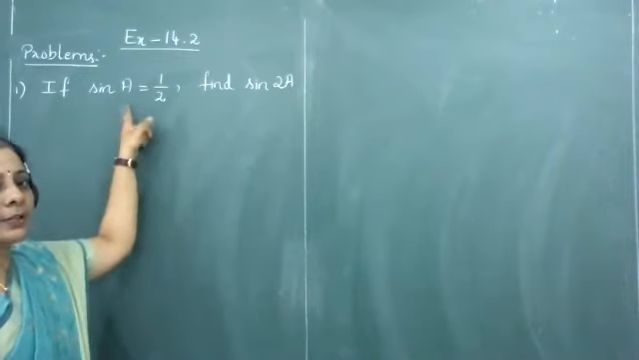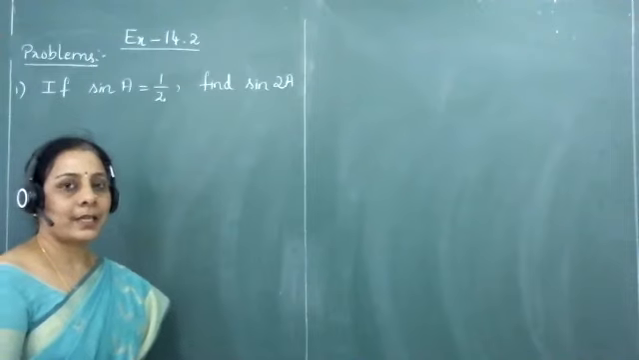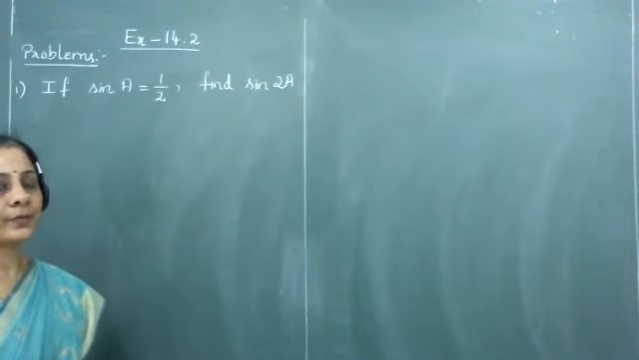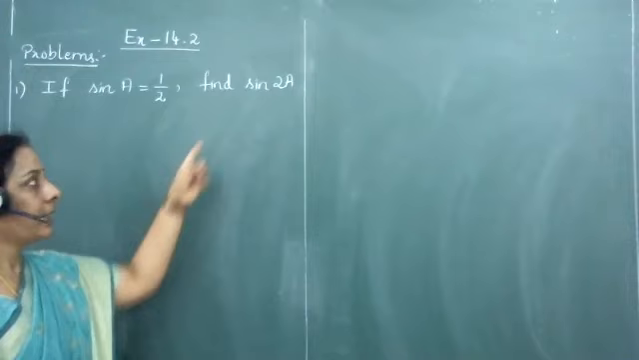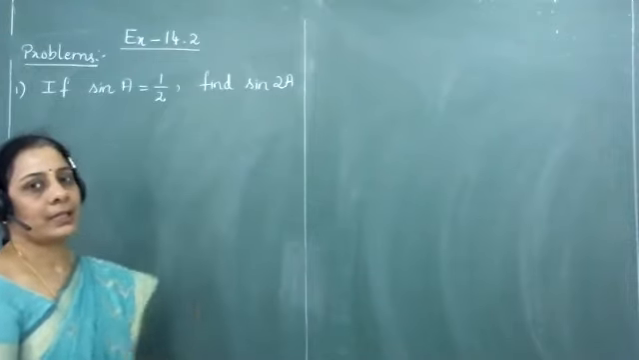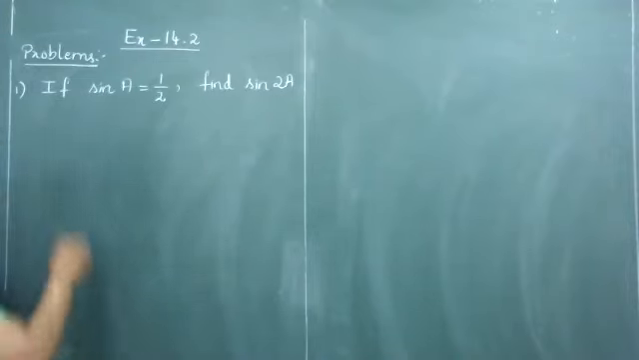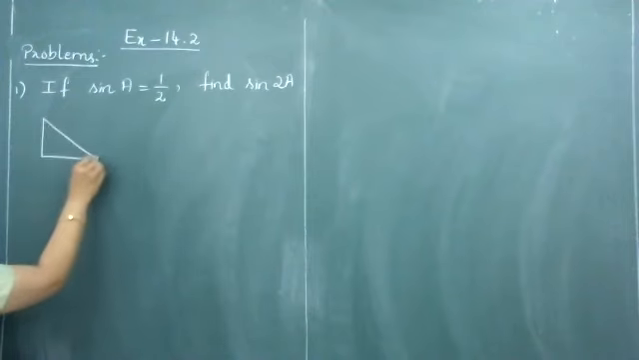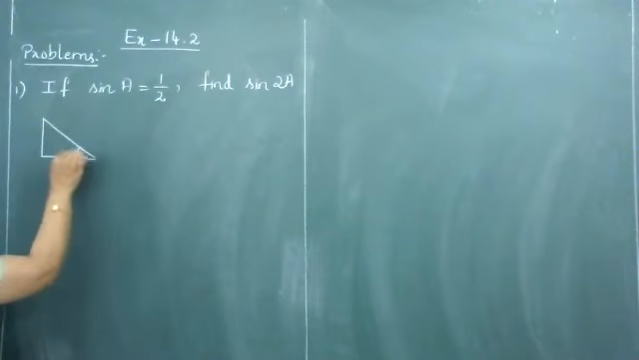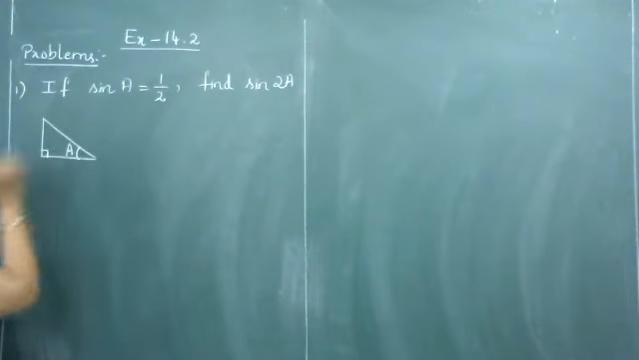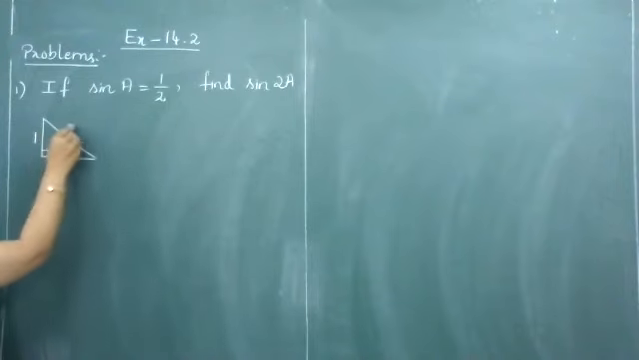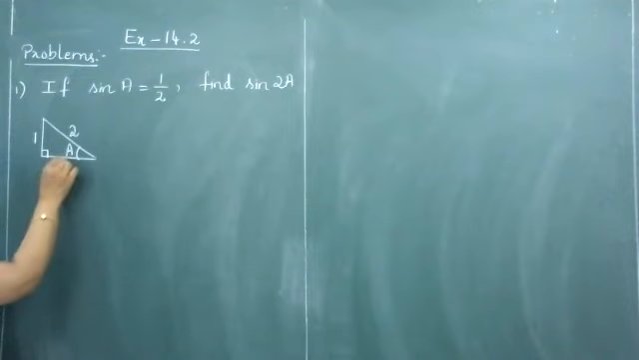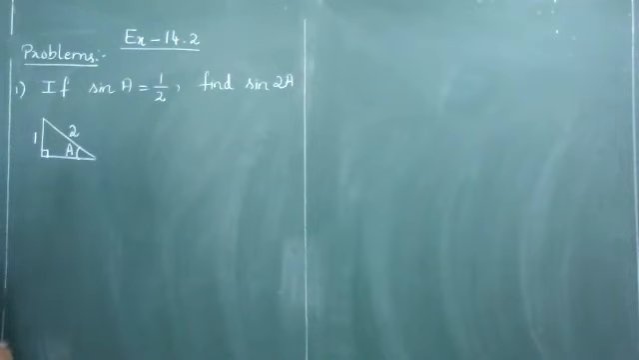And here in the data you are given only the value of sin A. That means we need to first find the value of cos A and substitute the same in the expression for sin 2A. So to find the value of cos A, we shall consider a right angle triangle with angle A. And sin A for a right angle triangle is defined to be the opposite side divided by the hypotenuse. So let us evaluate the remaining side using Pythagoras theorem.